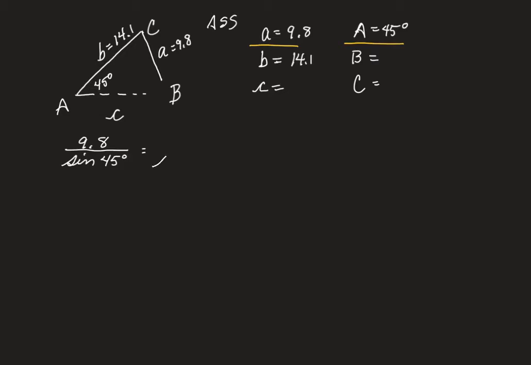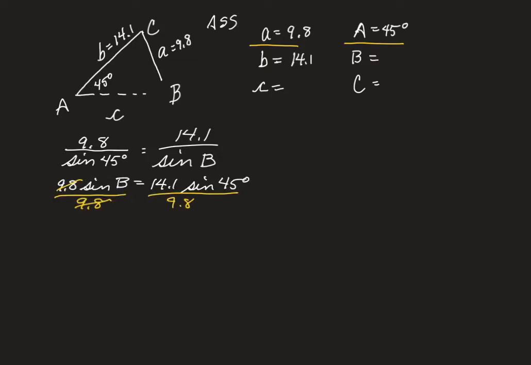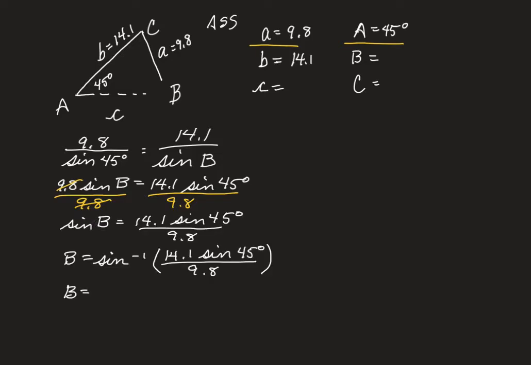We are looking for angle B, so that's what will go on the bottom, the sine of B, and on top we have the length of side B. Here is the result of our cross multiplication. We divide both sides by 9.8, and then we take the inverse sine of both sides, and we get undefined. Yes, we get undefined because this 9.8 is actually too short to ever touch side C. So there is no solution.